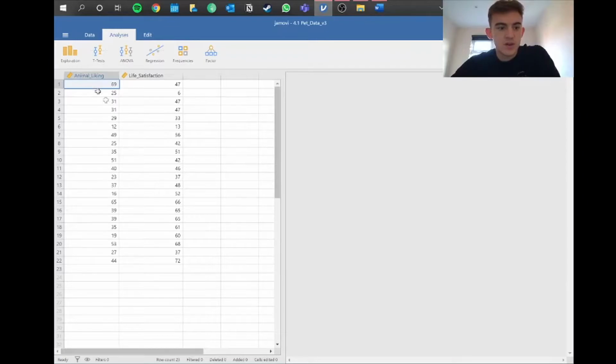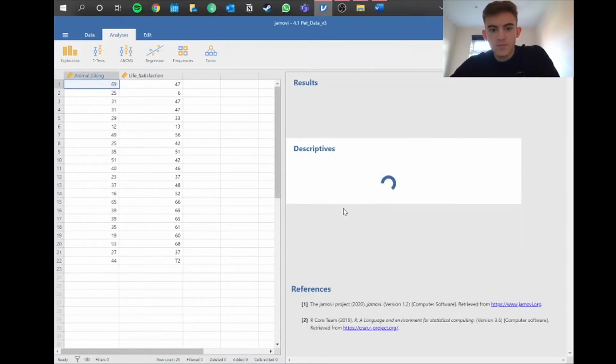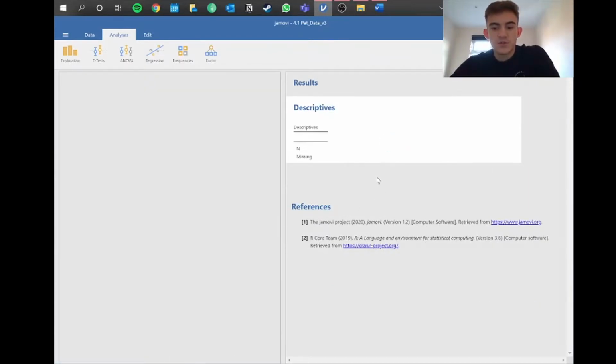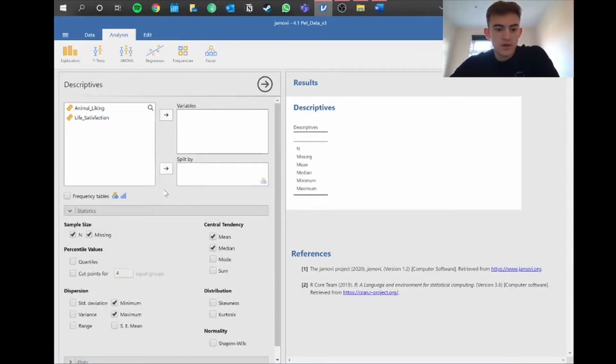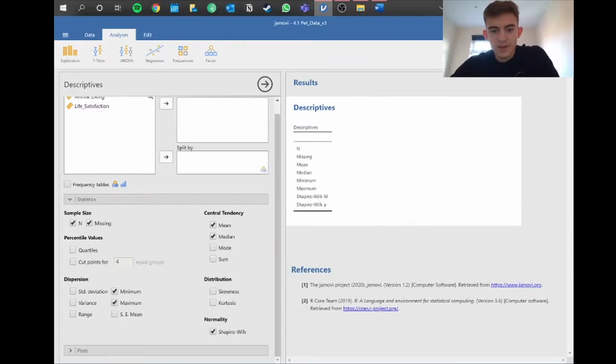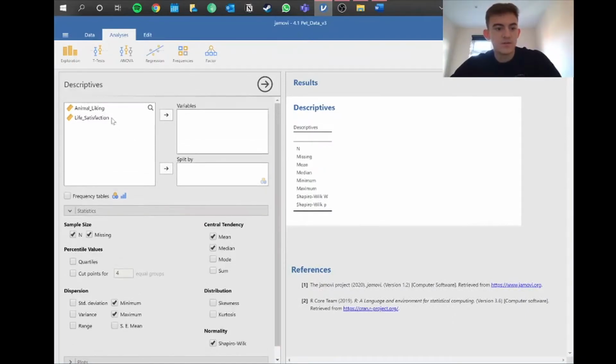So if we jump into exploration and descriptives, and whilst we're here, to save time, obviously we're trying to be as efficient as we can with these statistics, there's no need to keep going back and forth. Right now we don't know if our data is normal or not. So if we go into this normality check here, we're using the Shapiro-Wilk for normality. If we pop these in here, because we're not splitting this by male or female, we're just looking at animal liking and life satisfaction and just the people measured.